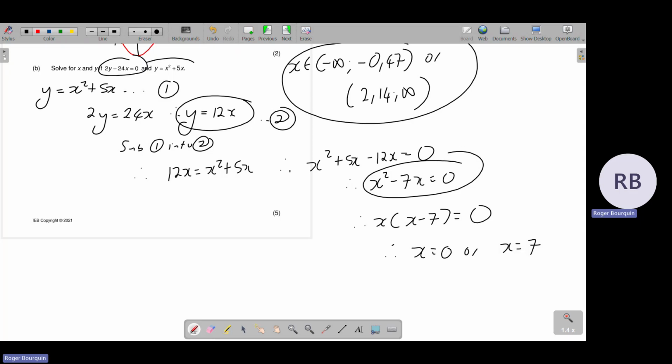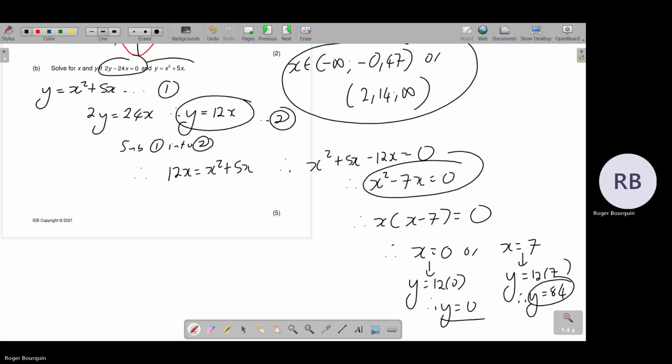Now then, are you finished? No. You can sub into 1 or 2, it doesn't matter. If you sub into 2, you're going to get y is equal to 12 times 0, so y is equal to 0. And if x was equal to 7, y would be equal to 12 times 7. No matter which way you did it, you should get the same answers. So y is 84. If this was a graph and they said find the coordinates, this is a full box up to there, right?